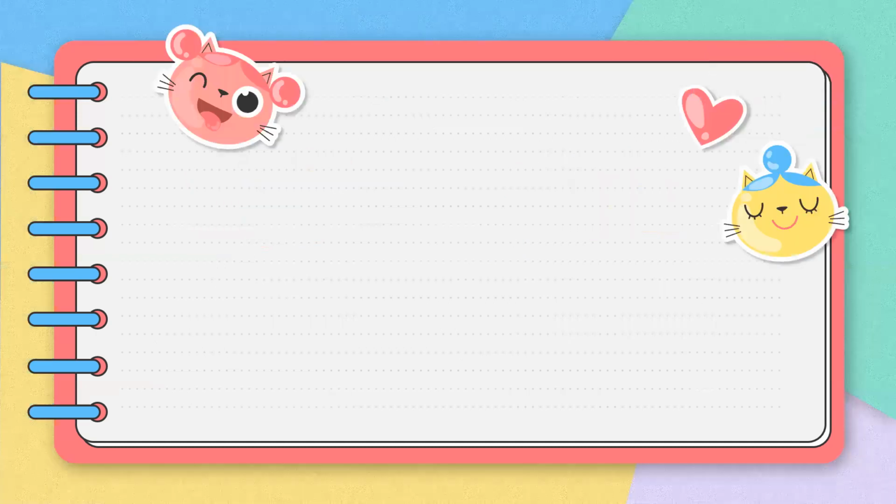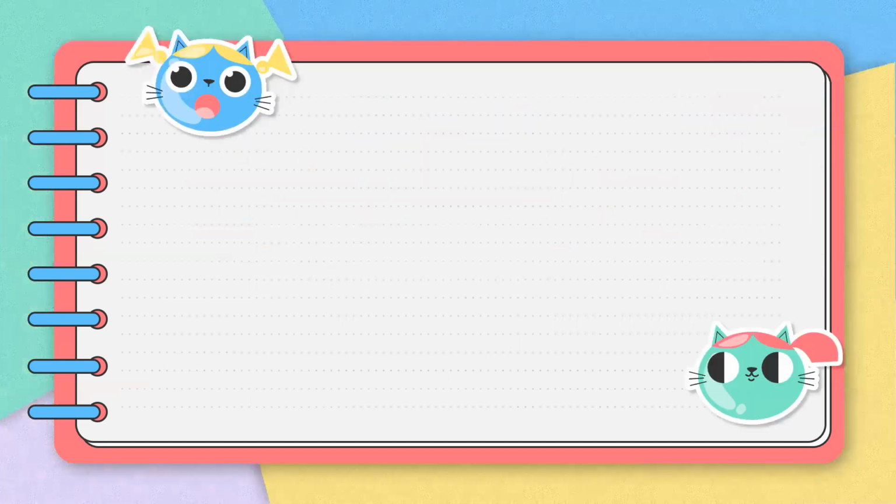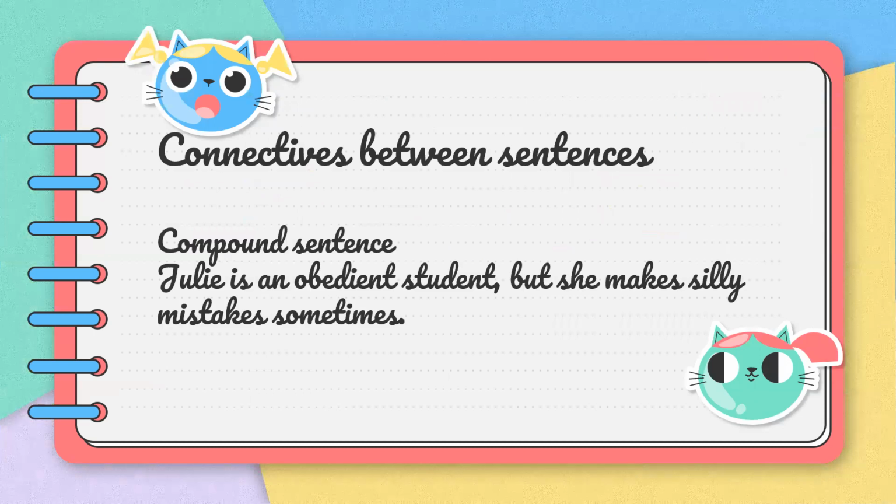So let us now move on to the examples, so we have a better understanding of the connectives. I'll be talking about connectives between sentences. Between sentences, it could be in the form of a compound sentence, that is, two independent sentences combined together with the conjunction. So, Julie is an obedient student, but she makes silly mistakes sometimes. So I'm combining two independent sentences with the word but, which indicates another quality of Julie.